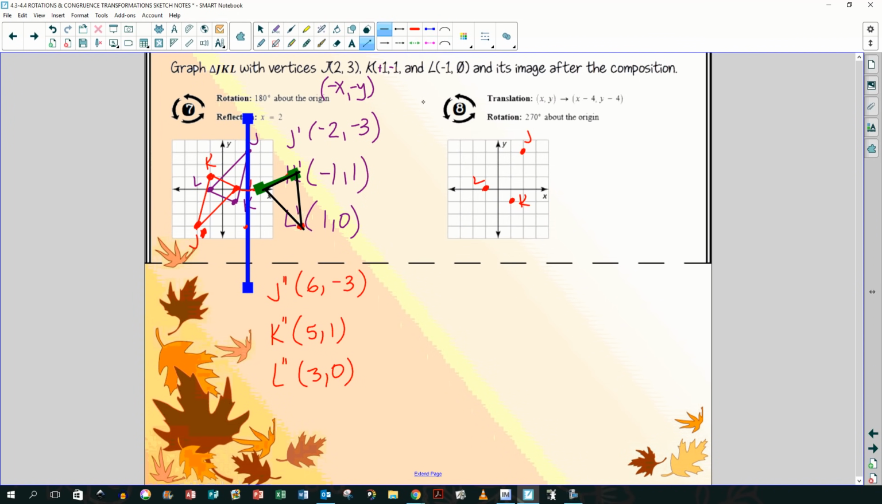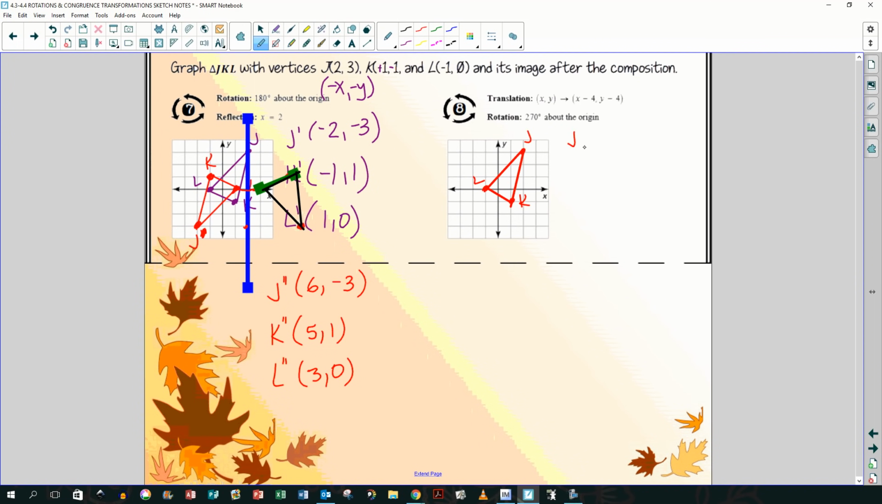So here's my beginning point. All right, so J, K, L. All right, so that's where I'm starting. Now it says to translate it. So it says to subtract 4 from all of my points.